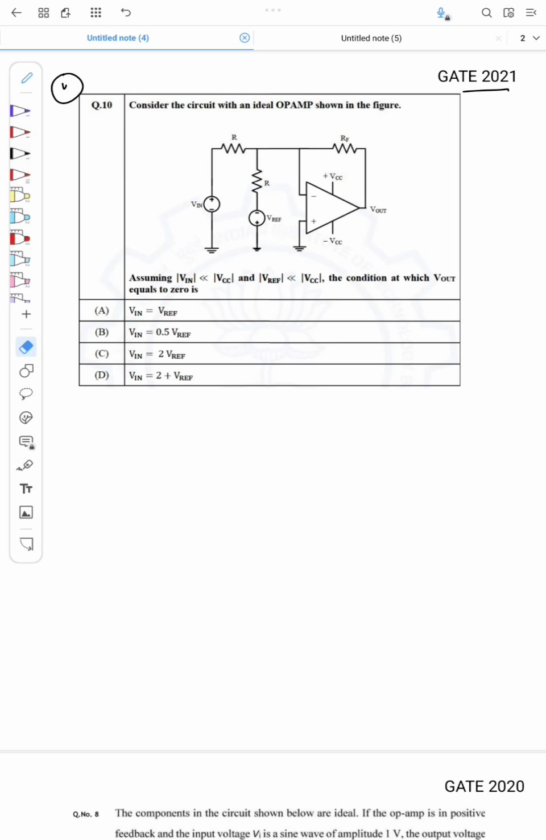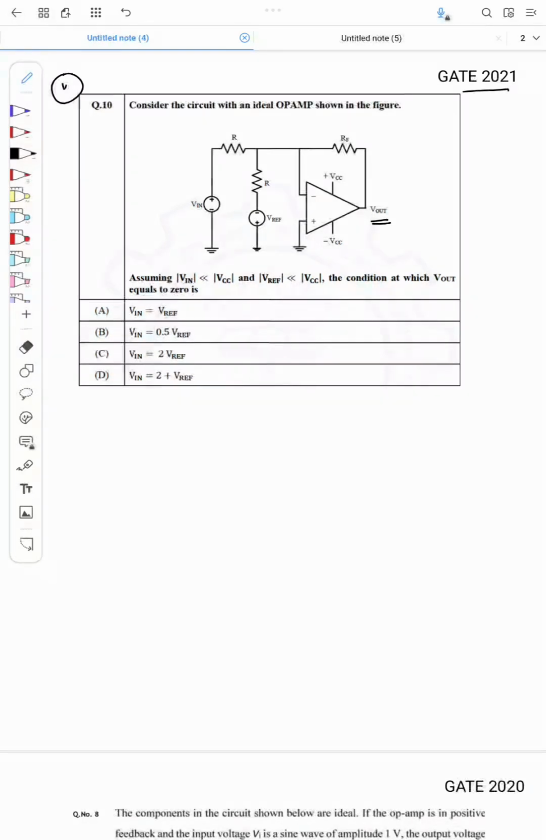Here the question is: assume Vin is much less than VCC and Vref is much less than VCC. That is, the magnitudes of Vin and Vref are much less than the magnitude of the supply voltage or the DC bias voltage. What is the condition at which Vout equals 0? So we will solve this.